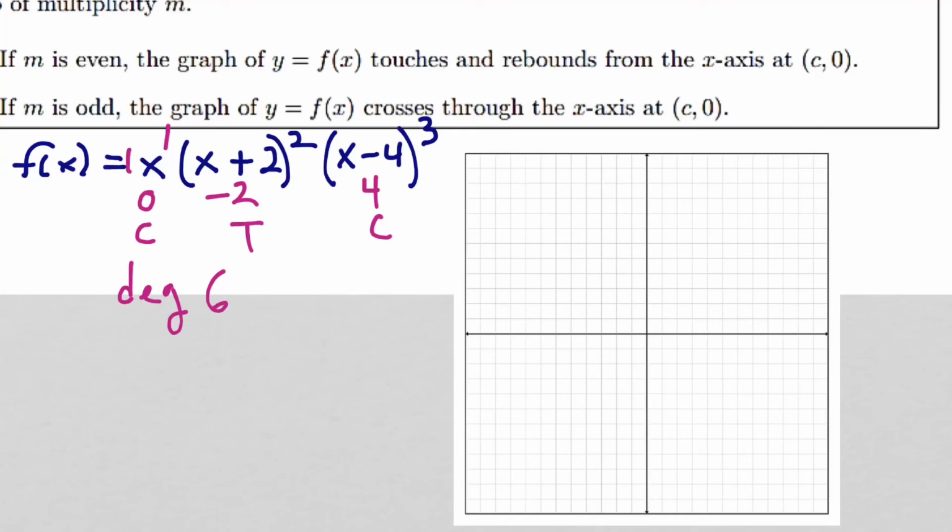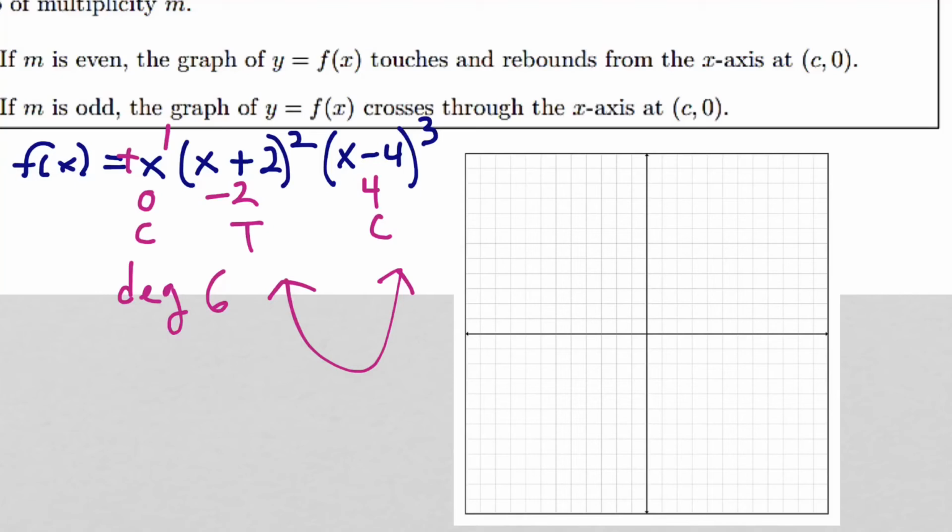And it's got a positive leading coefficient. So that's up, up. That's an even degree with a positive coefficient, so we know it's going to be up, up. That's enough information to sketch it.